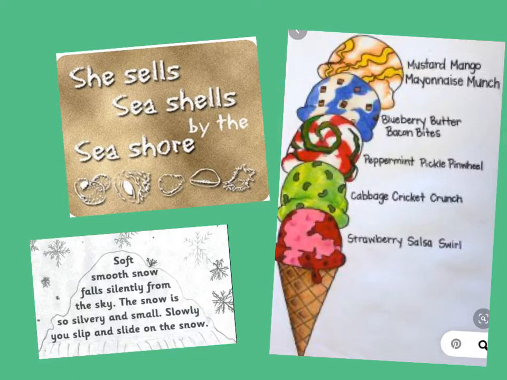Here are 3 examples of poems written using alliteration. The first poem is She Sells Seashells by the Seashore. Now, that one is a little bit tricky to say fast. She sells seashells by the seashore. Pause the video and try and read that poem as fast as you can and see if you can get all of the words correct.